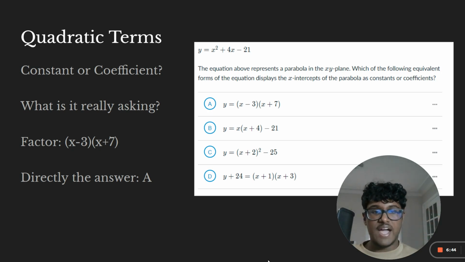It just asks you to factor, but the way that it phrases the question is so complicated. So you just have to understand all of the terms here. If you just understood what constants and coefficients are, you'll get the answer. You'll know it's directly A as a result of that.